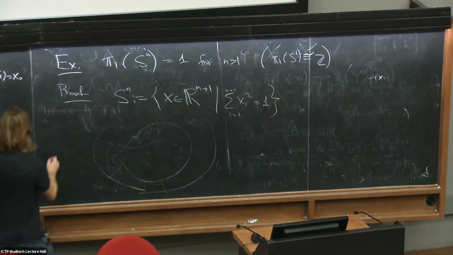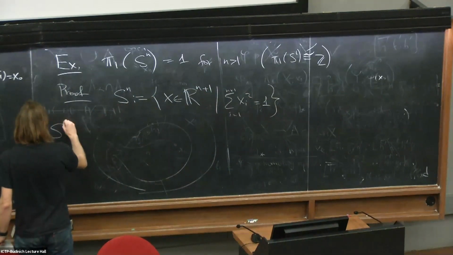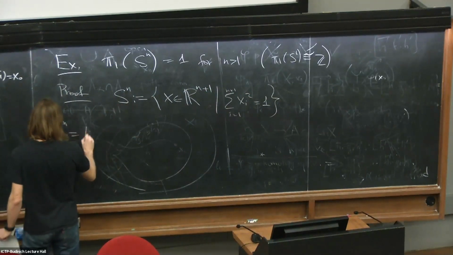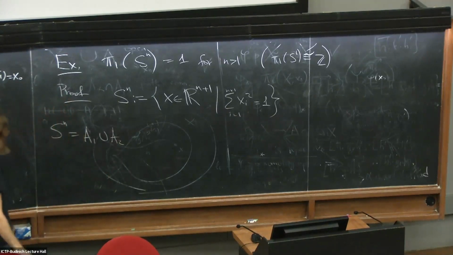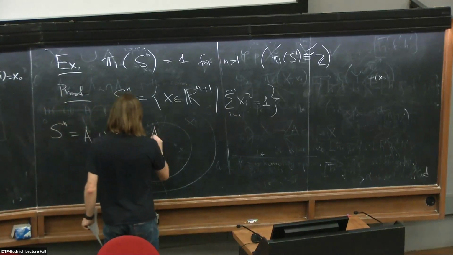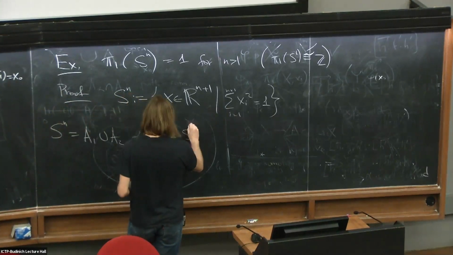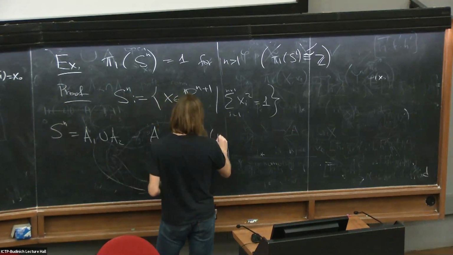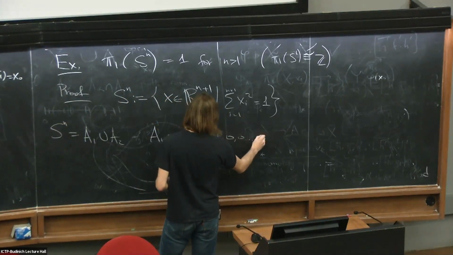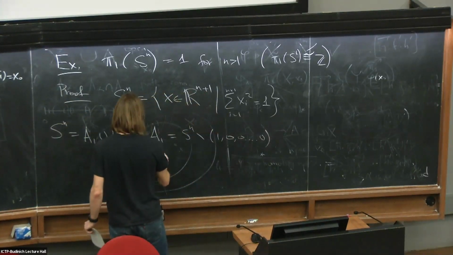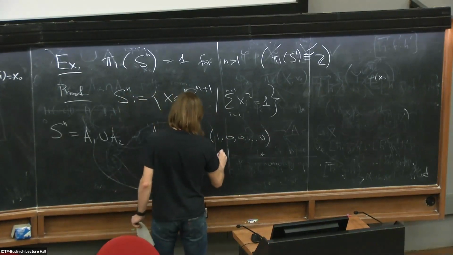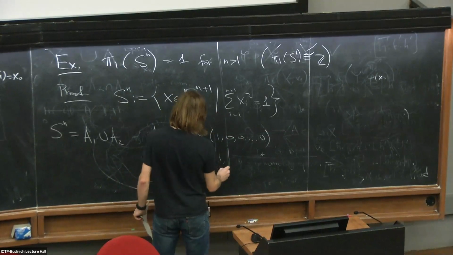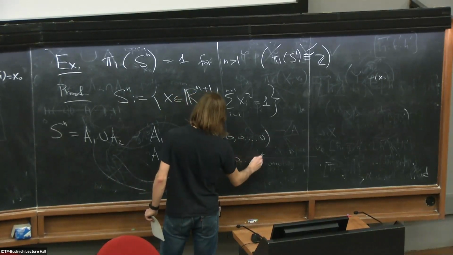And then we can cover Sn by 2 open subsets such that A1 is Sn minus the point (1, 0, 0, 0), and A2 is Sn minus the point with coordinates (-1, 0, 0), and so on.